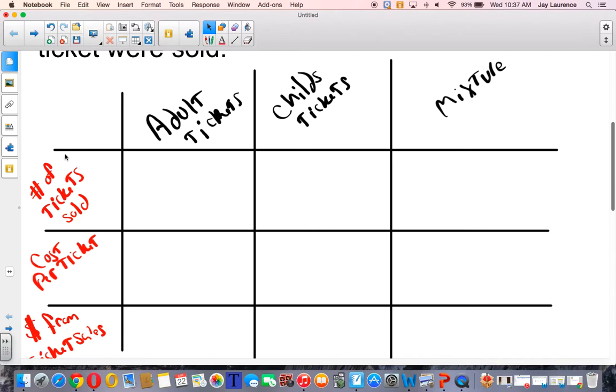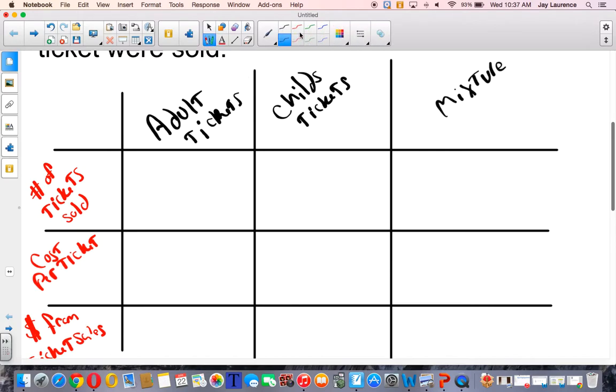Now, we would care about the milliliters we're going to use of each bottle. But in this case, we're not talking about milliliters, we're talking about how many tickets are sold. So that's where I got this, the number of tickets sold. Then you'd have the percentage of acid, but in this one, it's the cost per ticket. And then the money from ticket sales. How much did the adult tickets bring in? How much did the children's tickets bring in?